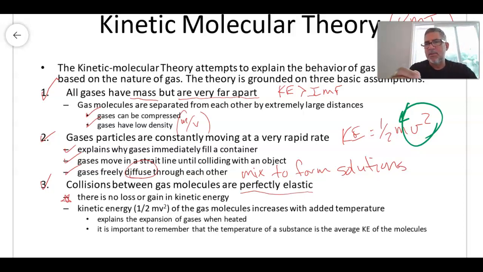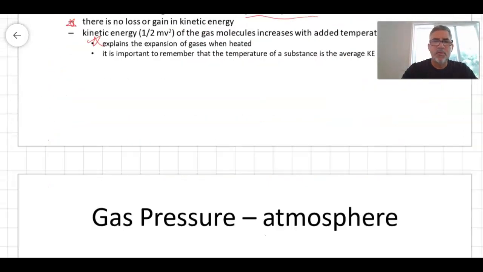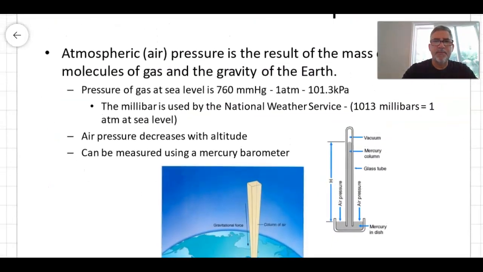Because the gases are colliding into each other, they leave with the same velocity that they came in with. That's what elastic means. There's no loss of kinetic energy. This also explains the expansion of gases when heated. If I add more kinetic energy, more velocity in the same period of time, gases are farther away from each other. So those are the basic properties of gases.